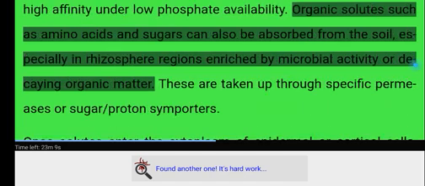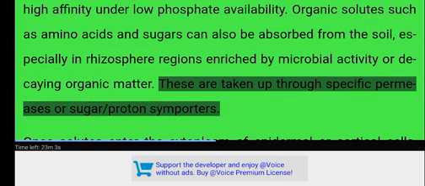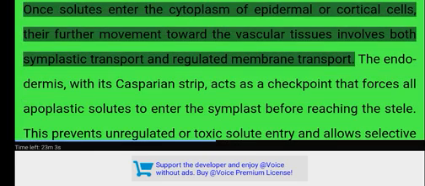Organic solutes such as amino acids and sugars can also be absorbed from the soil, especially in rhizosphere regions enriched by microbial activity or decaying organic matter. These are taken up through specific permeases or sugar-proton symporters. Once solutes enter the cytoplasm of epidermal or cortical cells, their further movement toward the vascular tissues involves both symplastic transport and regulated membrane transport.